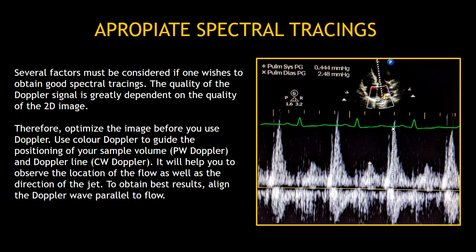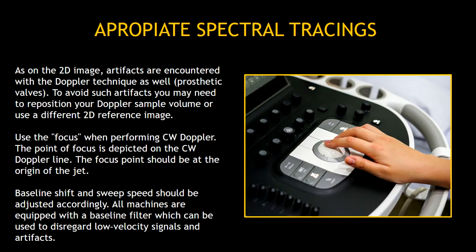Use color Doppler to guide the positioning of your sample volume and Doppler line. This will help you to observe the location of the flow as well as the direction of the jet. To obtain better results, always align the Doppler wave parallel to flow. As on the 2D image, artifacts are encountered with the Doppler technique as well. To avoid such artifacts, you might need to reposition your Doppler sample volume or use a different 2D reference image.